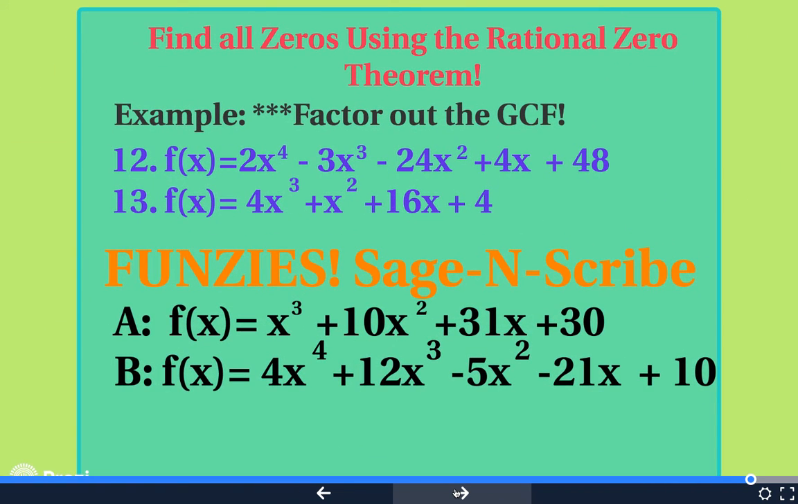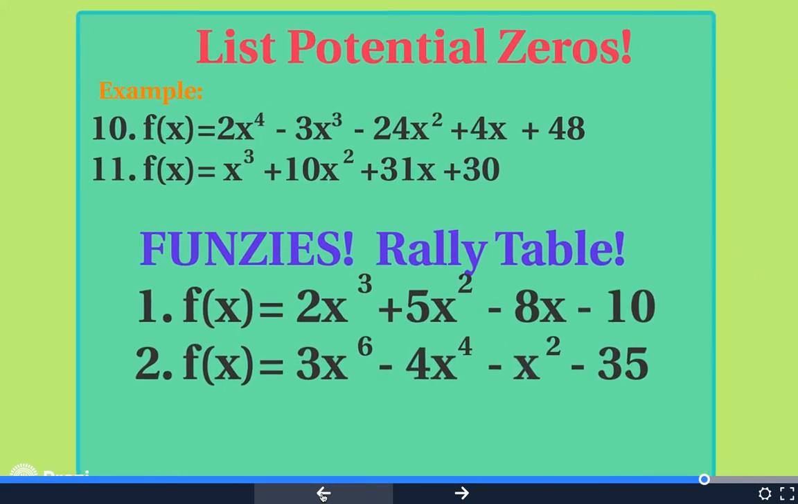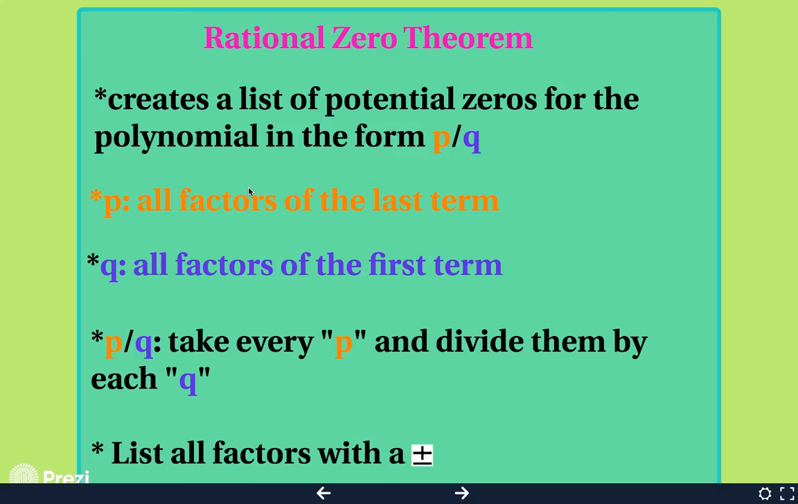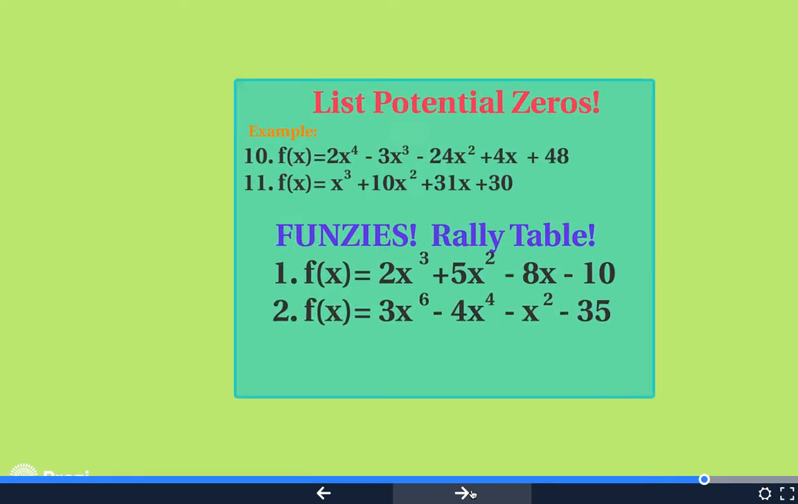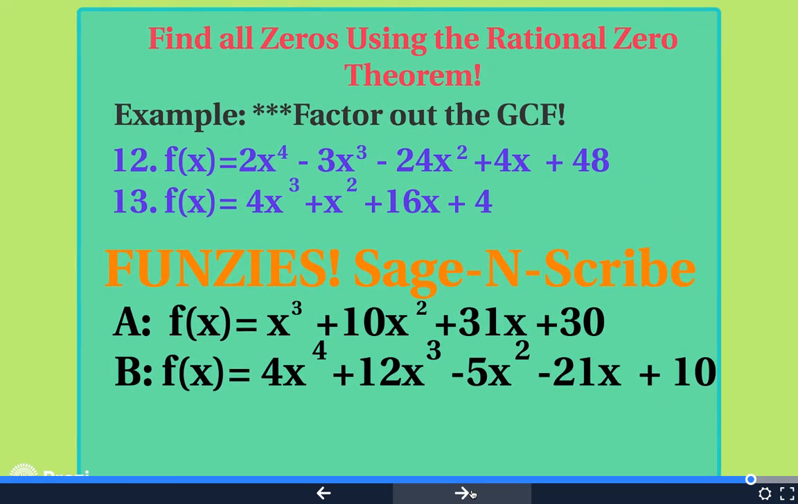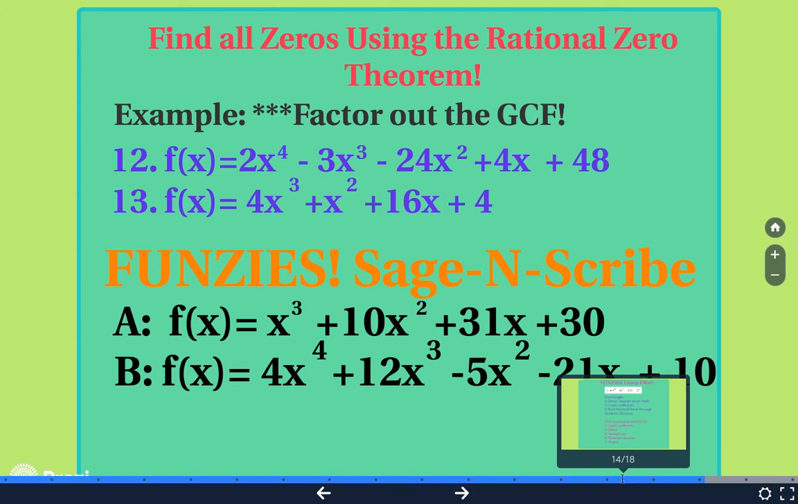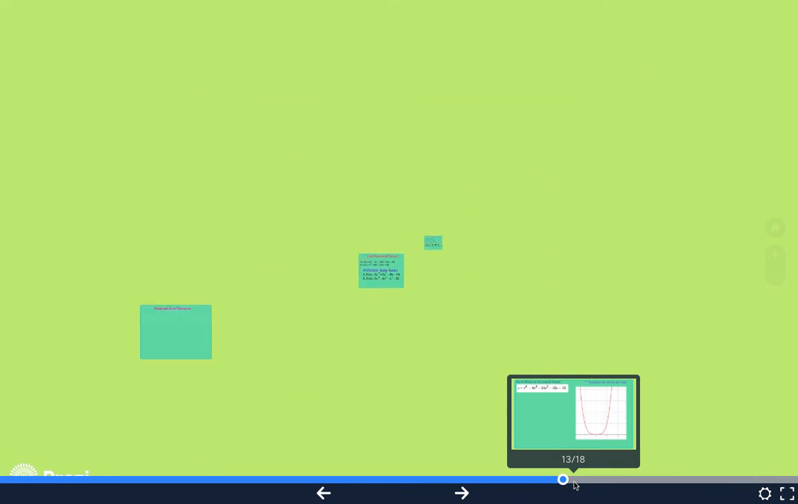Alright guys, our last example problems of the unit. So, we are going to be finding all the zeros using the rational zero theorem, which is when we found the p's, q's, and the p over q's, which you guys are pros at, so I'm confident you can get that. So, what we're going to do, we're going to find the p's, q's, and p over q's, and like I've been hinting at, now we're going to be finding the zeros, and we're also going to be writing our answer in factored form.